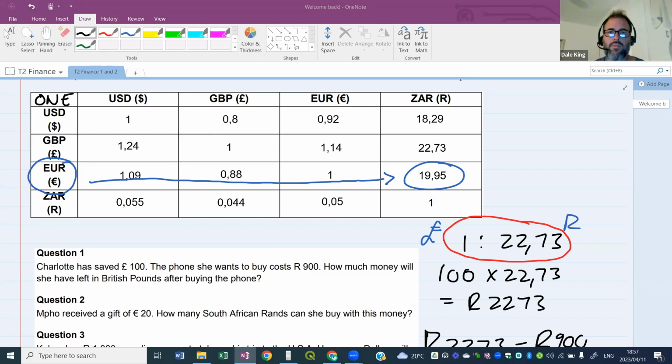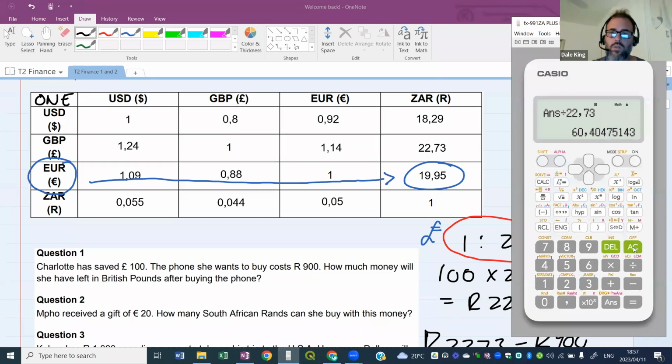399. All right, good. Let's do the calculation. So we've got 20 euros and we're going to multiply by 19.95 because every one of those euros is 19 rand 95. She's got 20 of them. That'll give her 399 rand. Okay, good job. Yes, well done.